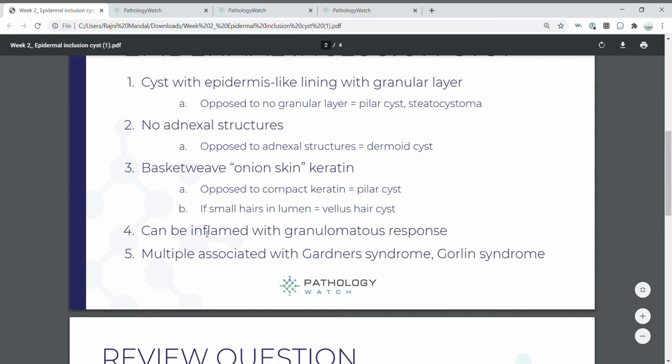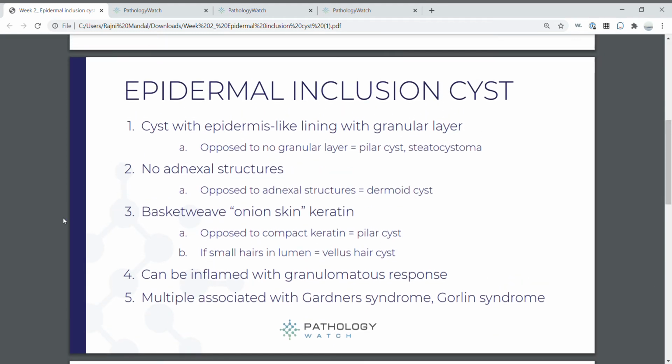So here are your 5 flashbacks for epidermal inclusion cyst. This is a cyst with an epidermis-like lining with a granular layer, as opposed to no granular layer, which can be seen in pilar cysts and steatocystomas. There are no adnexal structures, as opposed to adnexal structures seen in a dermoid cyst.